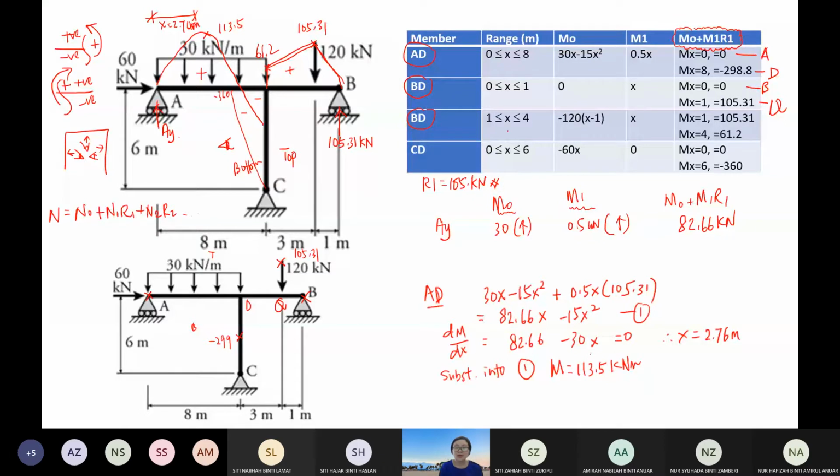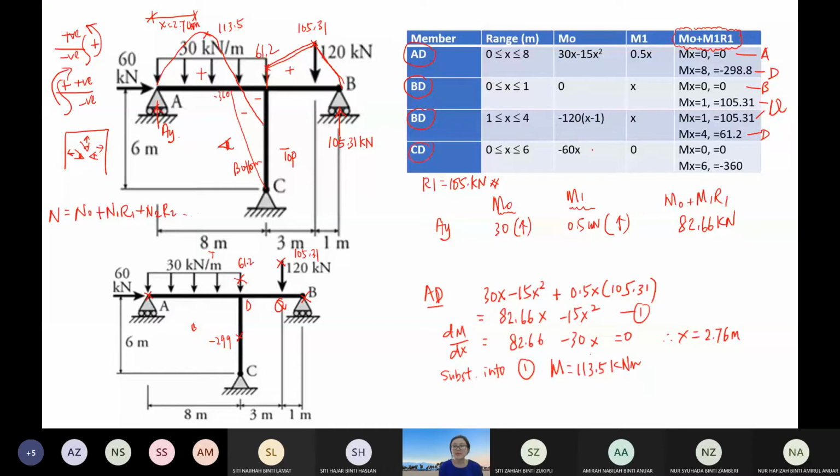Still when x equals 1, which is at Q, and x equals 4, it is at D. So at Q it is still the same magnitude, and then at D it is 61.2, which is also positive. So you also plot it on top, 61.2.